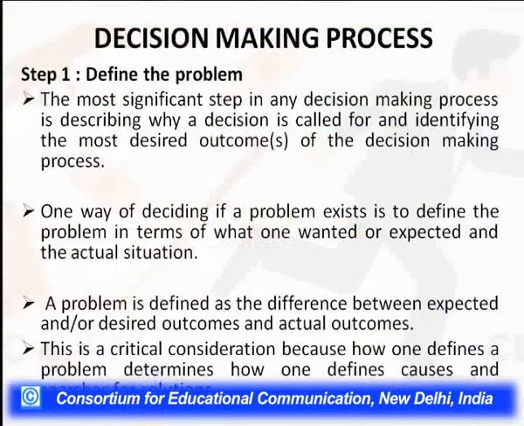So when you define a problem, the first thing which you have to keep in your mind is you have to consider the desired outcomes in your mind, followed by one way of deciding if a problem exists is to define the problem in terms of what was wanted or expected and the actual situation. So one way of deciding, as I said, when you talk about the decision making issues, you have to define in terms of what one wanted or expected and the actual situation.